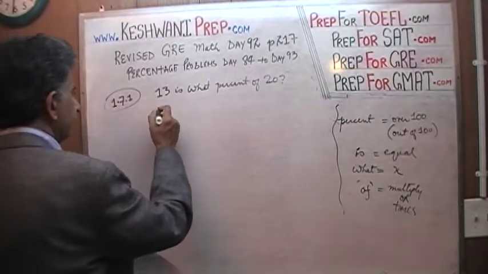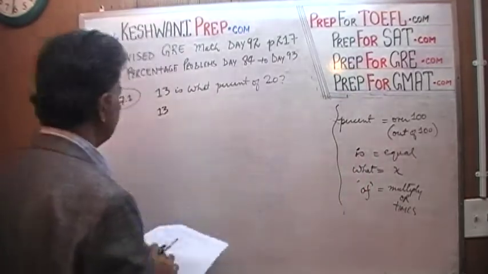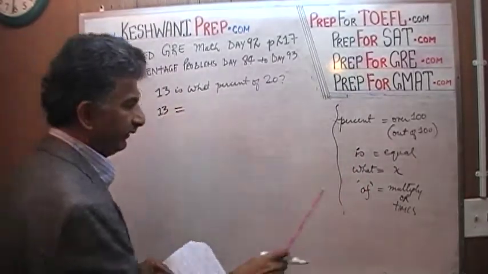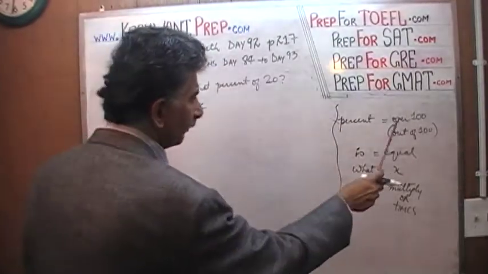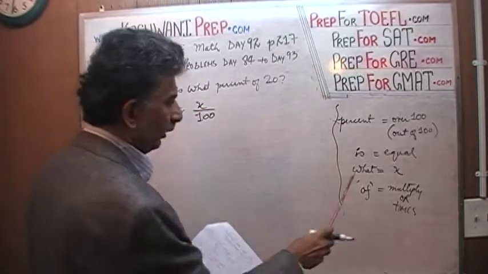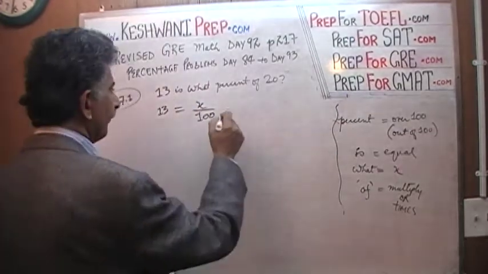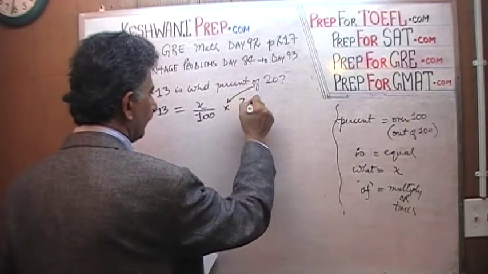13 is means equal. Wherever we see what, we replace it with the unknown quantity x. Percent means out of 100. Of means times 20. That's it. We're done.